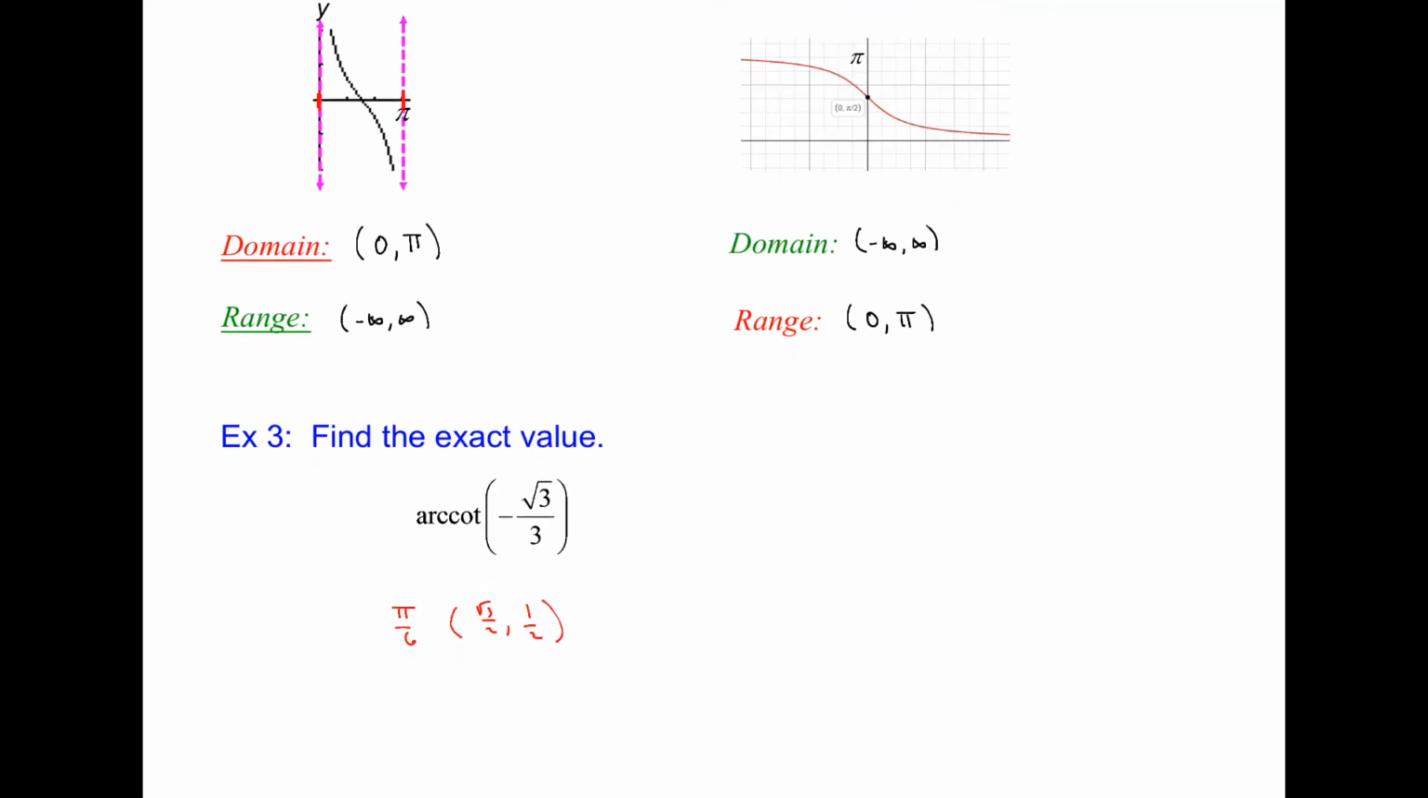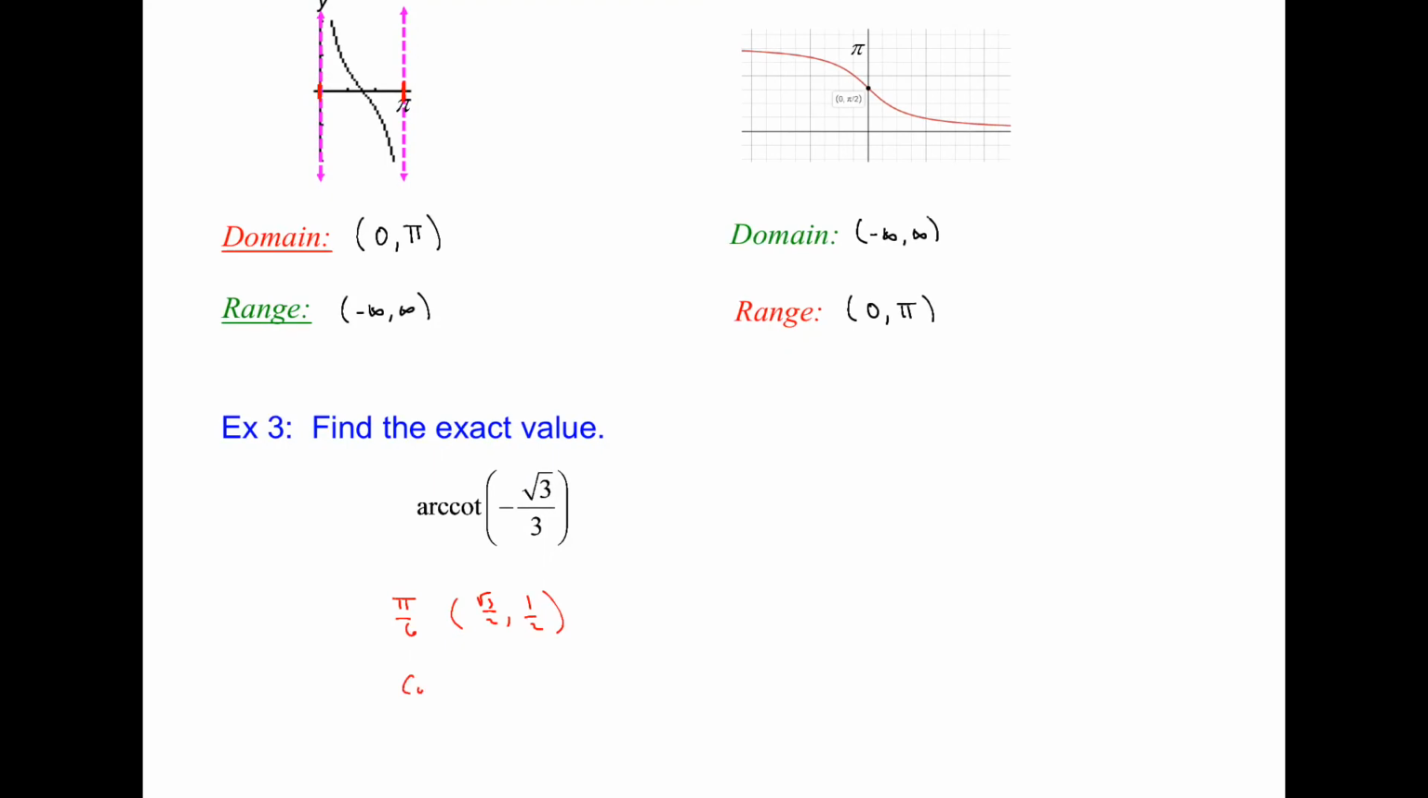So if we do the cotangent, remember, we'll do cotangent of theta is equal to x over y. So if I take the square root of 3 over 2 divided by 1/2, that 2's cancel and you're just left with the square root of 3. So for pi over 6, you get the square root of 3, which means pi over 3 must be the correct choice, but let's go ahead and show that.